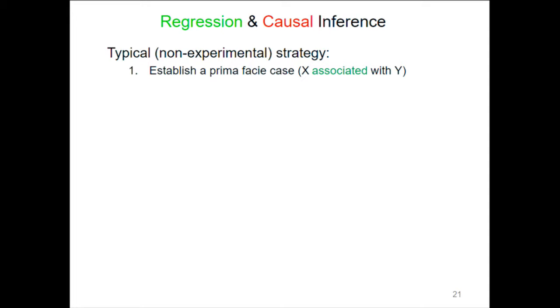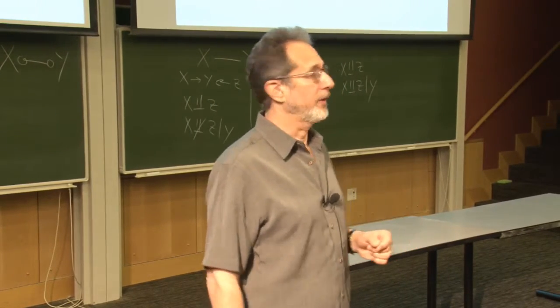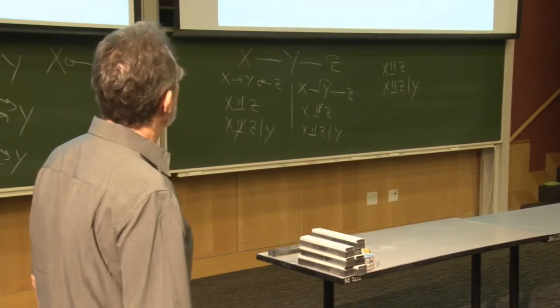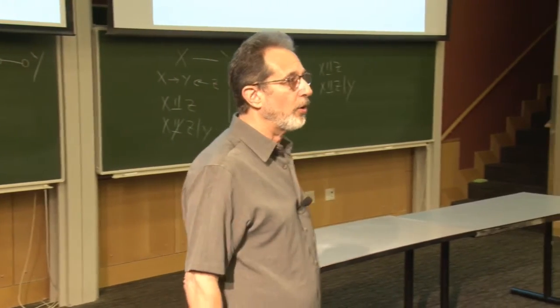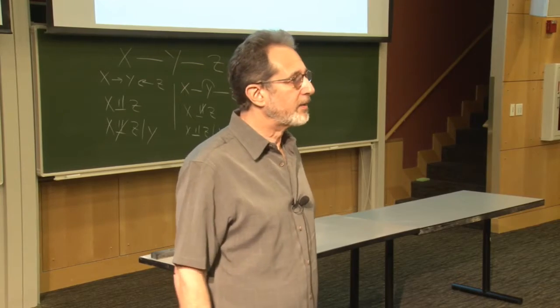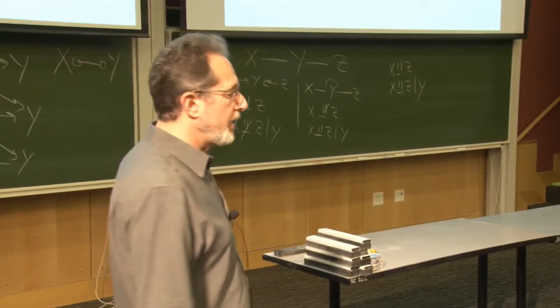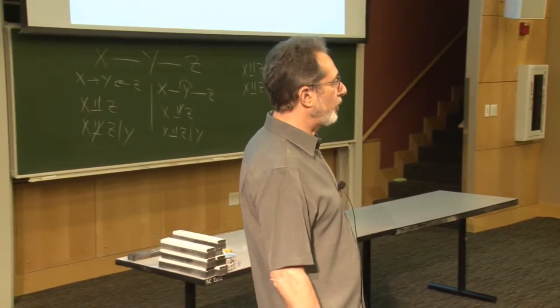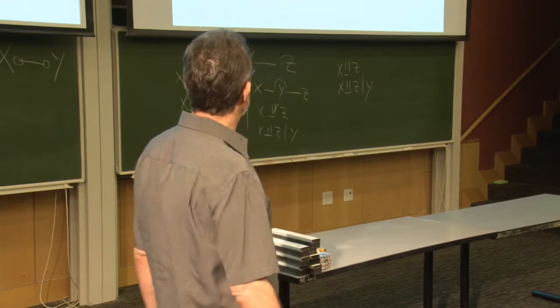But when you don't have an experiment and you want to do something non-experimental, the advice is still to worry about the possible confounders, measure and control for them or adjust for them statistically. So the first thing is, let's establish some prima facie case where X might be your putative cause and Y your effect. And if they're associated, that's evidence that there might be some causal relation. And then you have the worry that they might be associated because there's confounding.